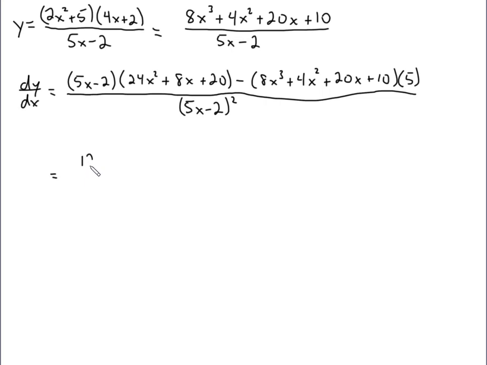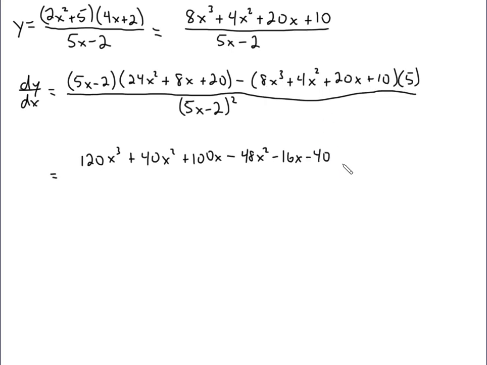120, 120x cubed. 5x times the second term, that's 40x squared. 5x times the third term, that's 5 times 20 is 100, so 100x. And then the minus 2 times all that stuff too, so minus 48x squared. And minus 2 times next, minus 16x. And minus 40.